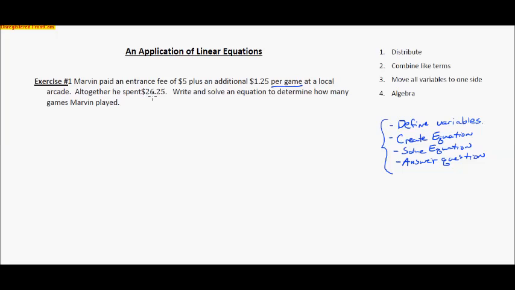Altogether, he spent $26.25. Write and solve an equation to determine how many games Marvin played. So that is what I'm looking for right here, that is what I'm trying to find out, how many games Marvin played. So first thing, before I write an equation, I'm going to define my variable. I'm going to say let x equal how many games Marvin played. So that is this step right here. I did that step.